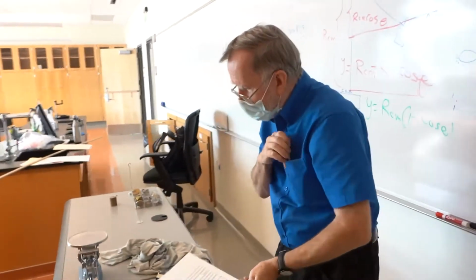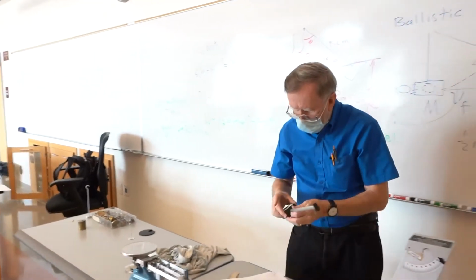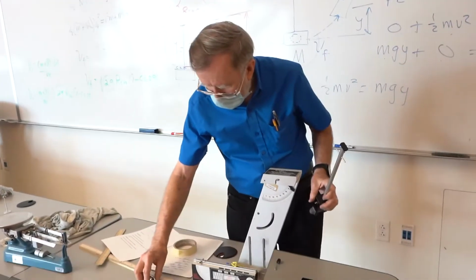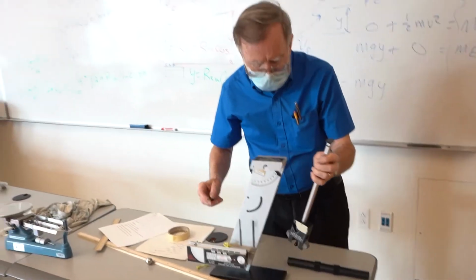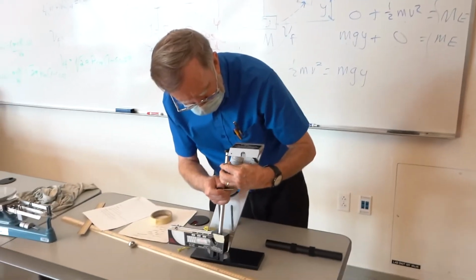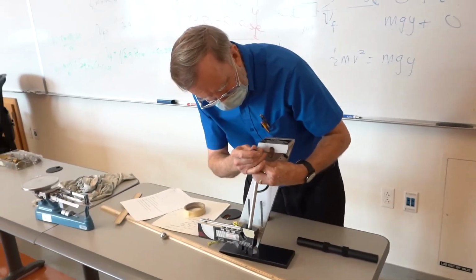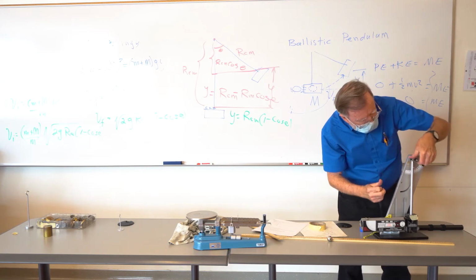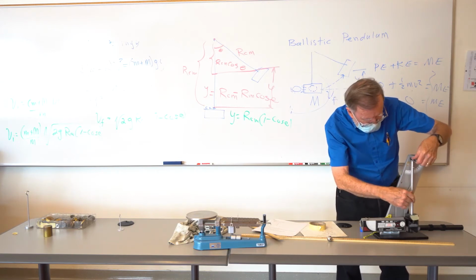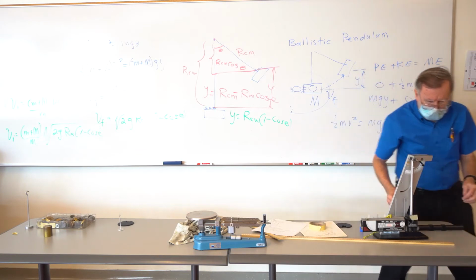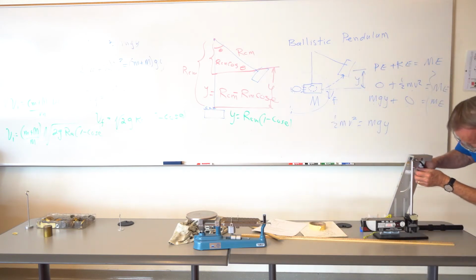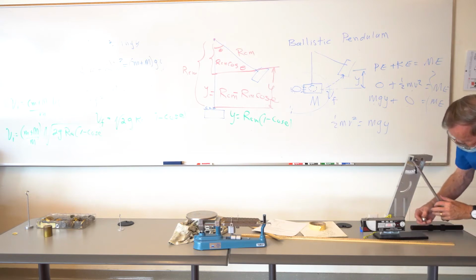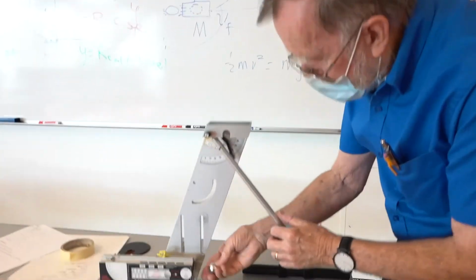Okay, now that we have our basic measurements taken, we can shoot the ball into the pendulum and see what happens. First, I need to replace the pendulum into its axle. There we go. Swings nicely. Now, I'm going to shoot it a few times just to see where it goes, so we can know where to place our angle indicator.